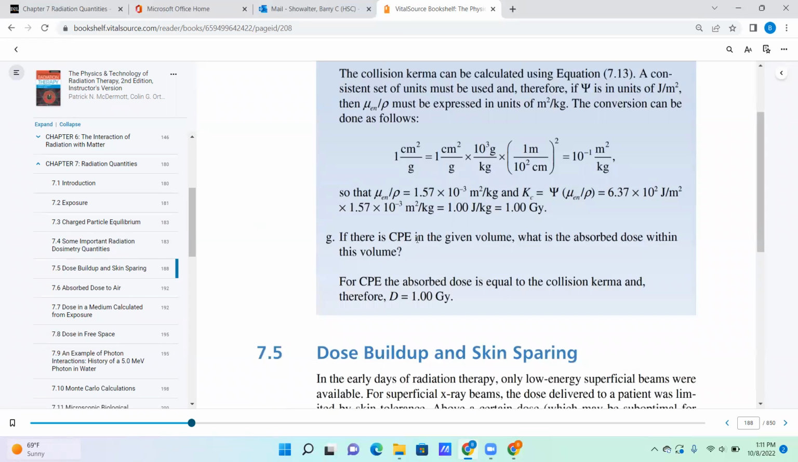If there is CPE in a given volume, what is the absorbed dose within this volume? The absorbed dose is equal to the collision kerma, which if you remember that equation that we went over, that's what it's talking about since CPE applies. And then therefore the dose is equal to 1 gray.